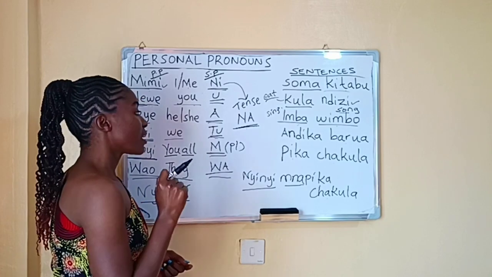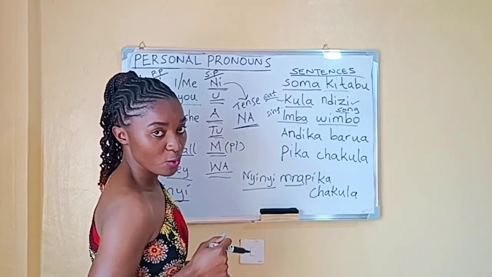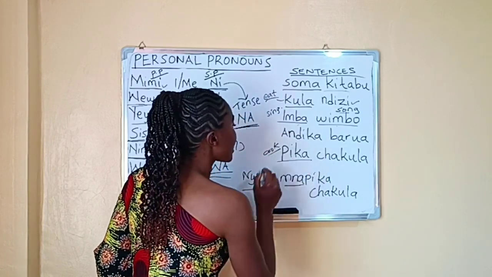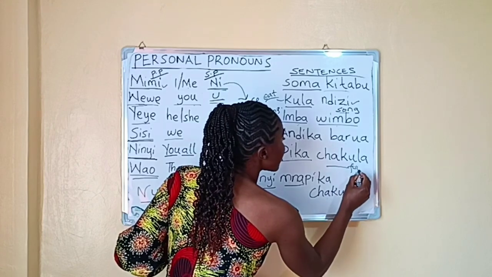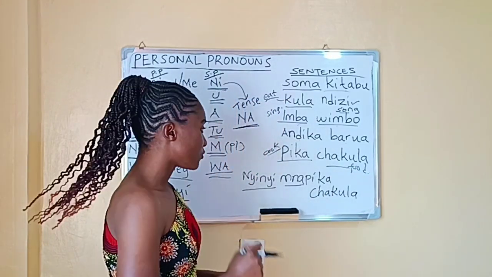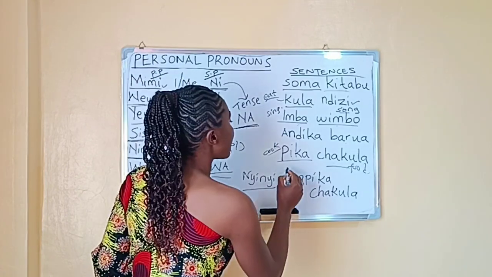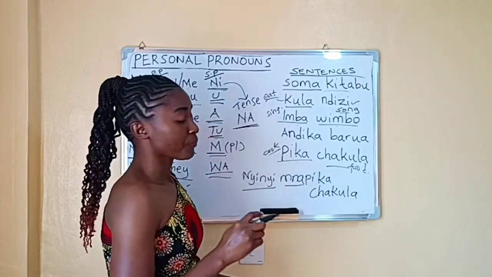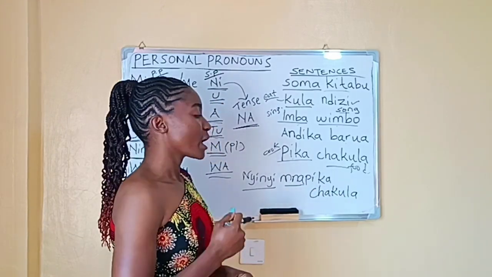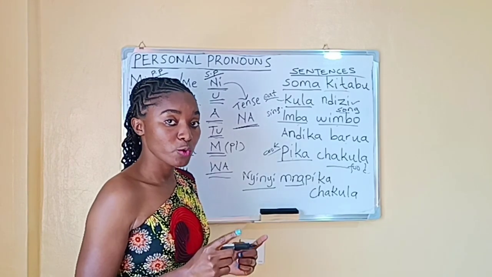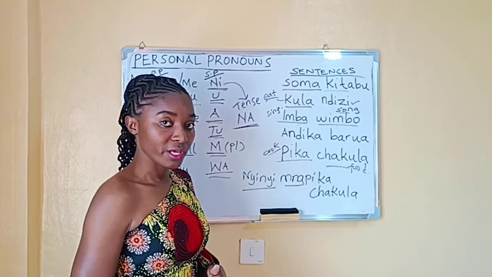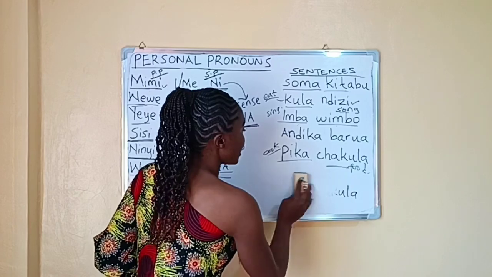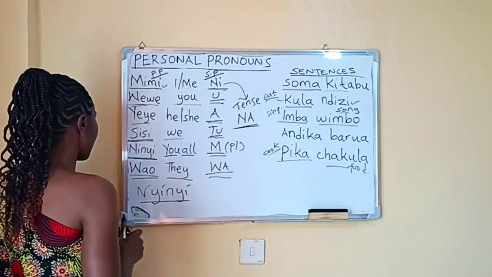You are cooking food. So you have a new word, which is pika. Pika means cook. And chakula is food. So chakula in Swahili is food, and the act of cooking is pika. So if you put them together, ninyi mnapika chakula, you get you are cooking food. But remember the you we are talking about is like you all, okay? So ninyi mnapika chakula, you all are cooking food.